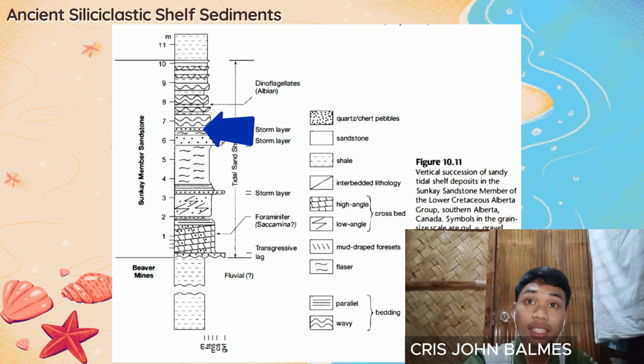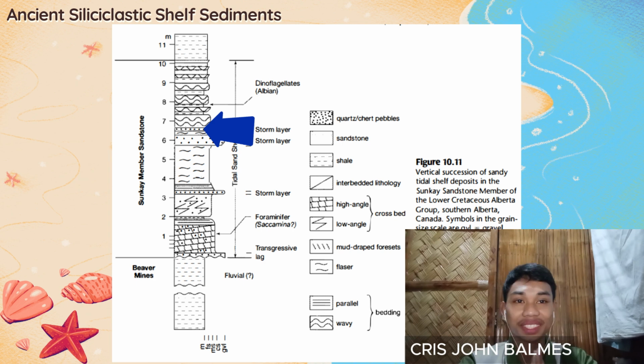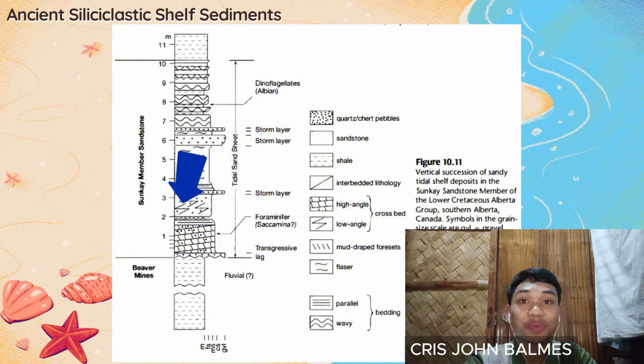So further, this succession as a whole fines upward. Also, the basal sandstone units are cross-bedded. The uppermost ones are characterized by flaser and wavy bedding. So, from this photo, can you spot the layer number of the cross-bedded layers and the flaser and wavy bedding layers? That's right. Layers 1 to 3 are cross-bedded layers, whereas the upper layers, starting from 4 until 10, are characterized by flaser and wavy bedding.